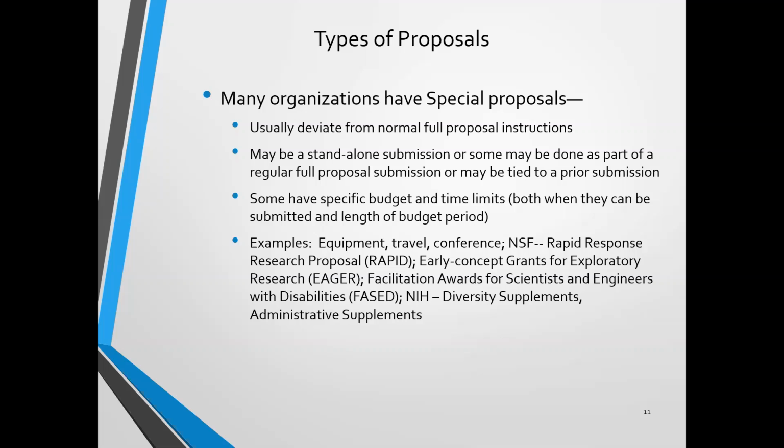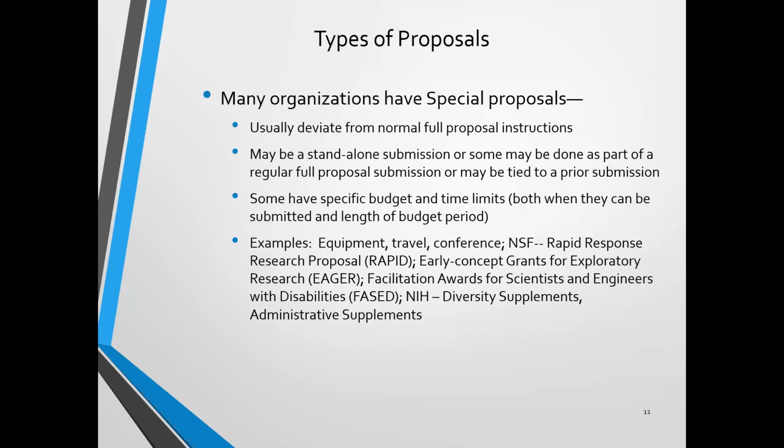Some examples of these are equipment proposals, travel, conference. For NSF, an example would be the rapid proposals. Those would be like if there was a tornado, a certain type of special event that you needed to go out and collect data. They would do those usually within a week to 2 weeks of you submitting the proposal. Those only require, I think it's a 6-page project summary. But they have special information for all of these types of special proposals.